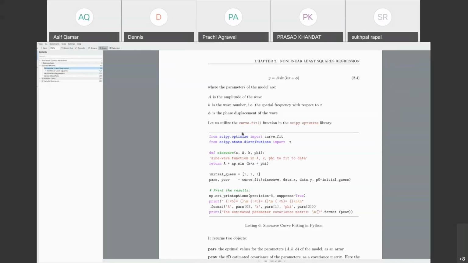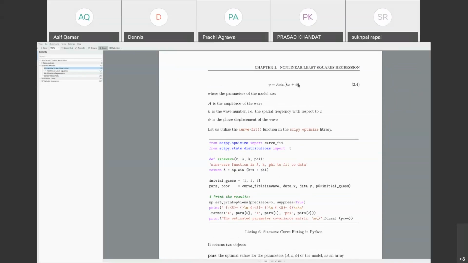The same thing we do in Python. We write the equation. In the Python version, I also added one more extra term. It's called the phase lag. y is A sine kx plus phi. Right? One more parameter we added.